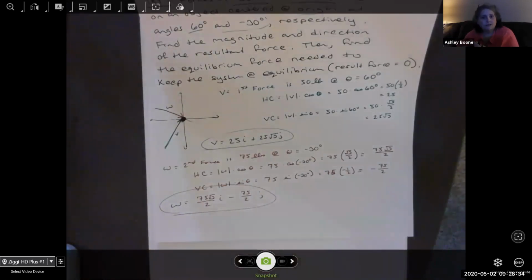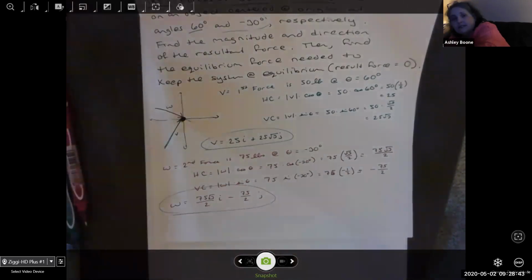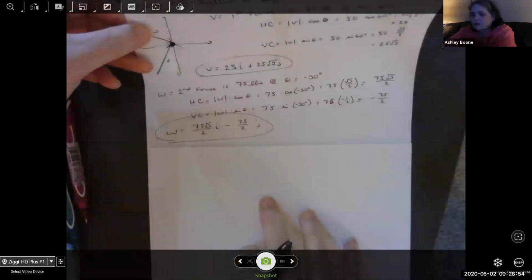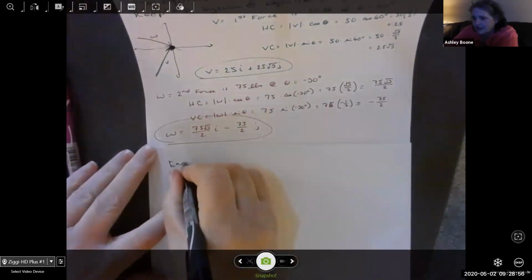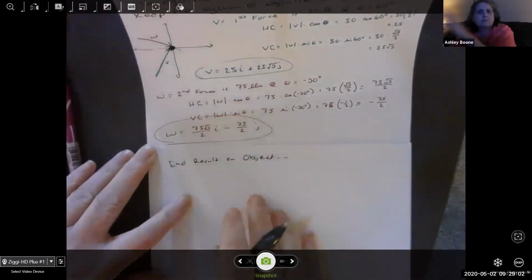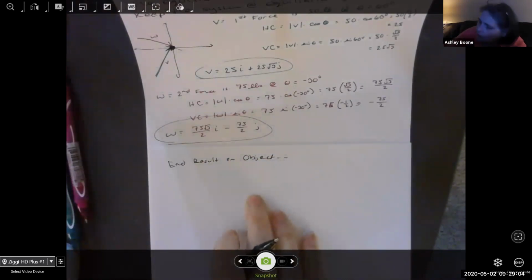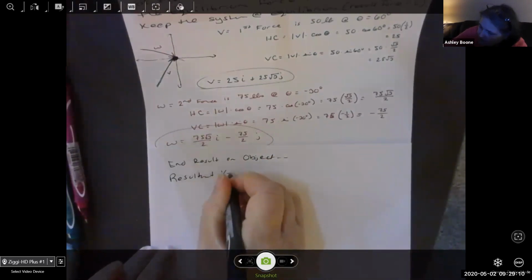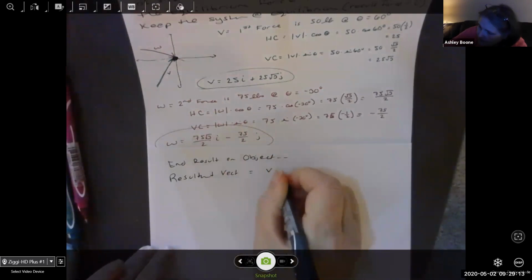If both forces are acting together at the same time on that one object, what is the result? So this is like what we did. Let me move this for a second to make a little more room here. So what we want to see is, what is the end result on the object? How is it being displaced by both forces acting on it? Well, that would be another example of a resultant vector, and that's going to be V plus W.